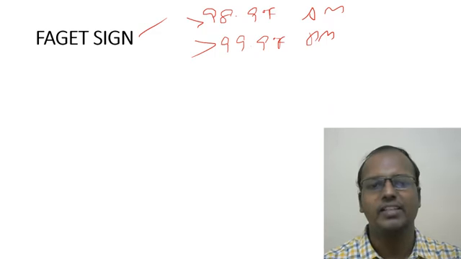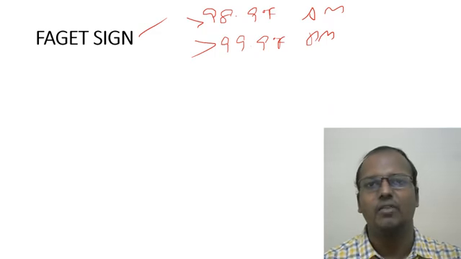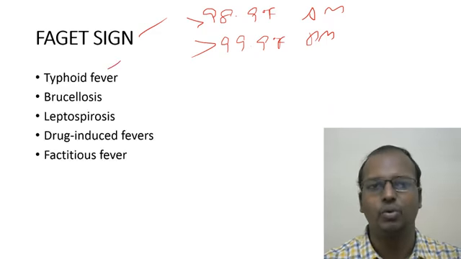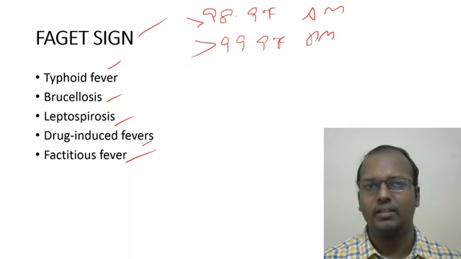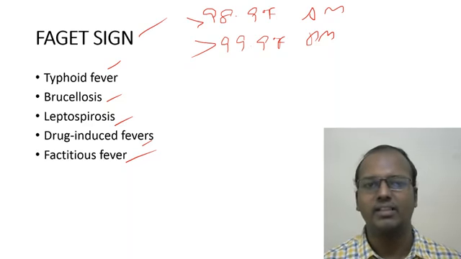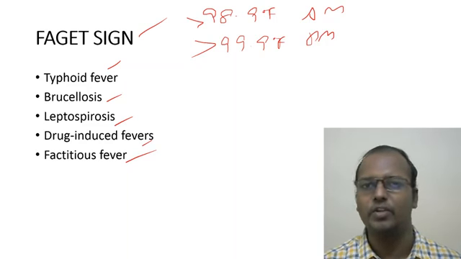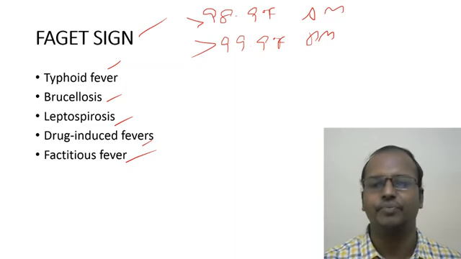Now, Faget sign is relative bradycardia. That means for an increase in temperature, there is no increase in heart rate. That can happen with typhoid, brucella, lepto, drug-induced fever, and factitious fever. So these are the causes where there can be relative bradycardia, which is called Faget sign: typhoid, brucella, lepto, drug-induced fever, and factitious fever.